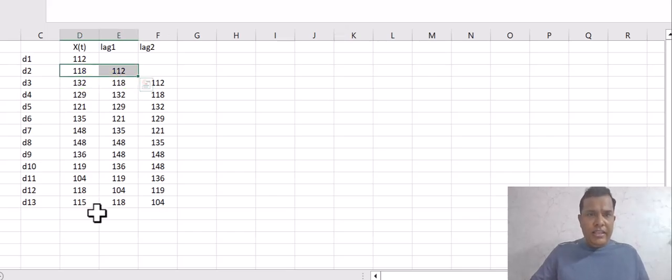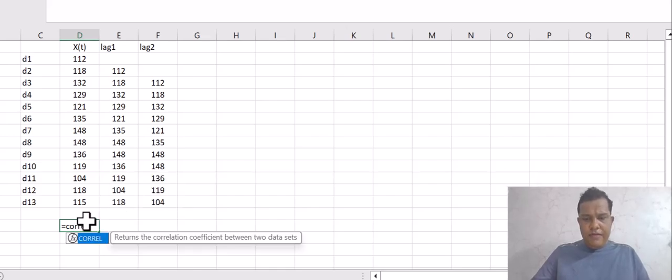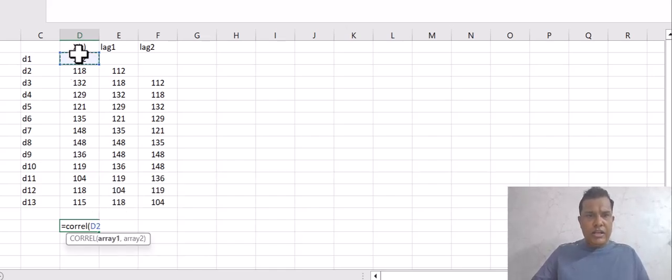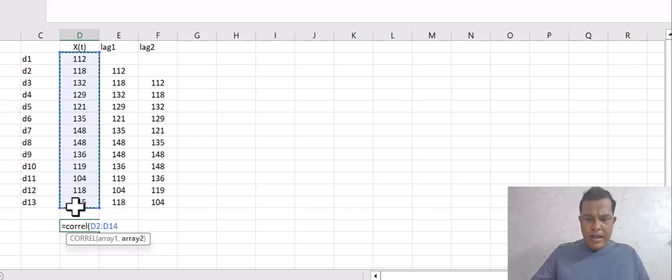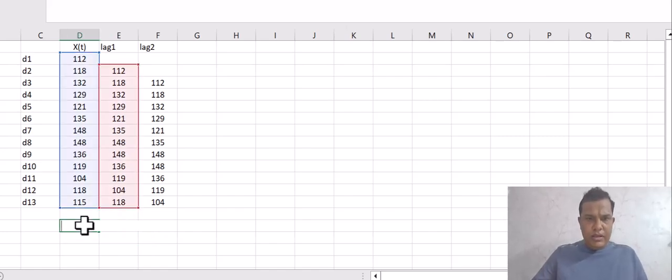So if I find the correlation between my original time series and the lag one, let's say something like this. Okay, so probably.